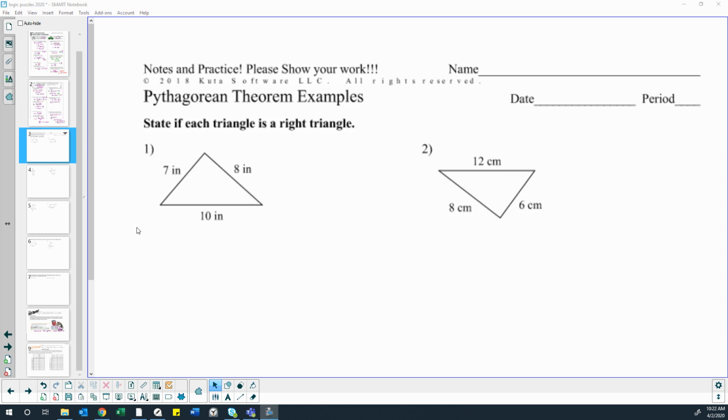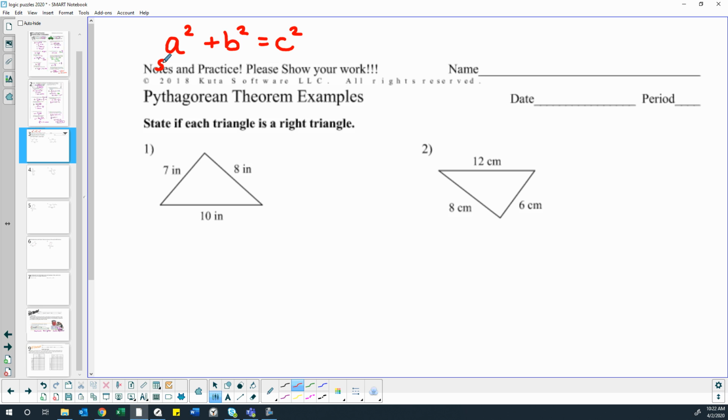Pythagorean theorem is a formula that works for right triangles. So Pythagorean theorem is a squared plus b squared equals c squared. The letters themselves don't matter. What matters is what those letters or variables represent. A and B represent the shorter sides of the right triangle, and C represents the longer side. We call the shorter sides legs and the longer side the hypotenuse.